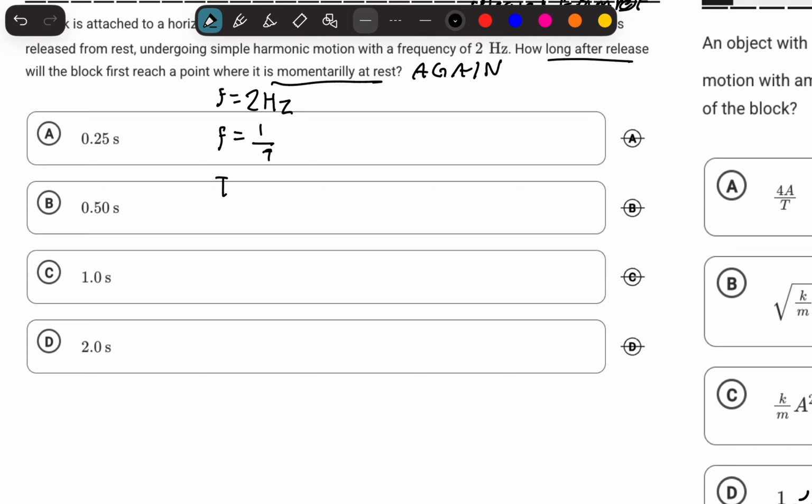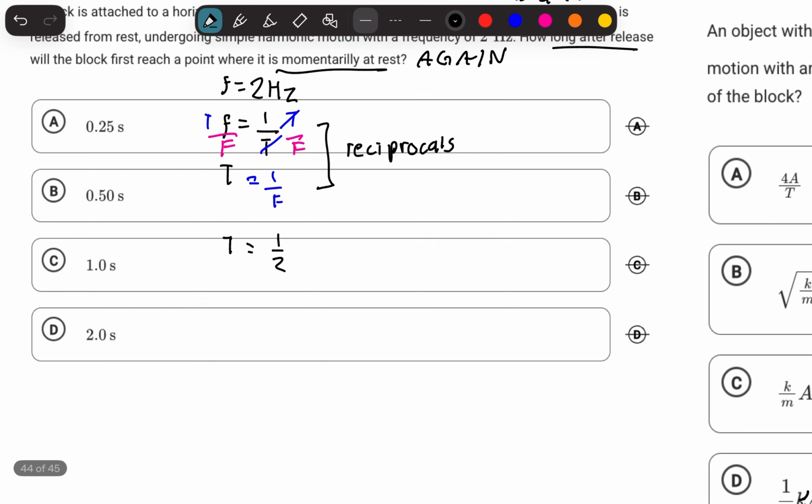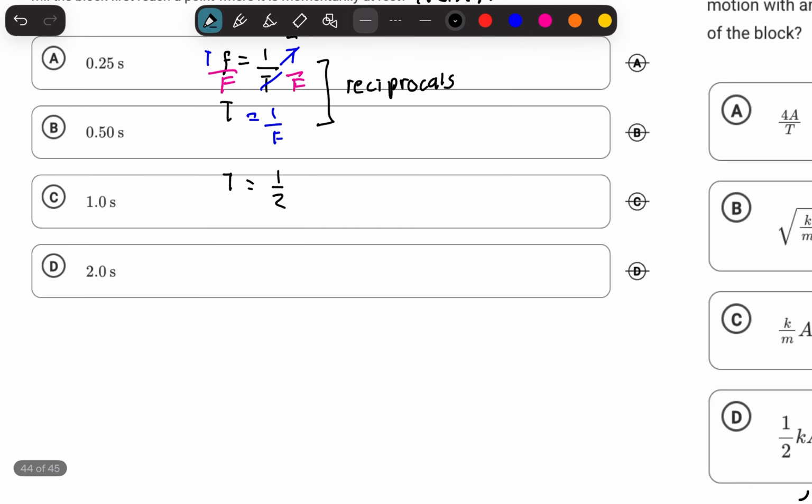So that means that T, if you solve for T, you just multiply both sides by T, and that cancels, and you divide both sides by f, and T is equal to 1 over f. These two are reciprocals of one another, so you can just flip the fraction as well to find the other one. So T is equal to 1 over 2, because f is equal to 2 hertz, so that's just a reciprocal, and that's going to be 0.5 seconds.